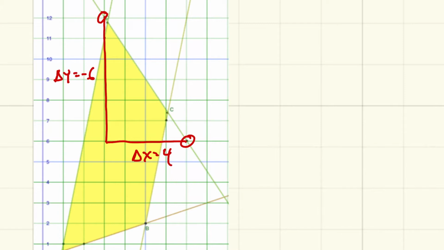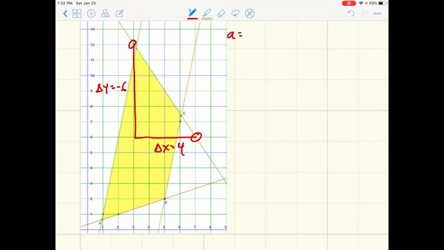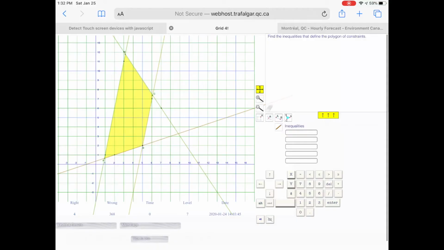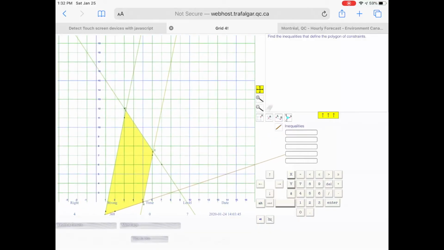My slope is going to be delta y over delta x, negative 6 over 4, which reduces to negative 3 over 2. We know that we're shading below the line and we have a solid line here, right? It's nice and solid. Y is less than or equal to negative 3 over 2x plus b. Back in the program, we can look at the b, and we can see that the b is somewhere between 16 and 17. Looks like 16.5, but we can't be sure. We want to figure out exactly what our b is.